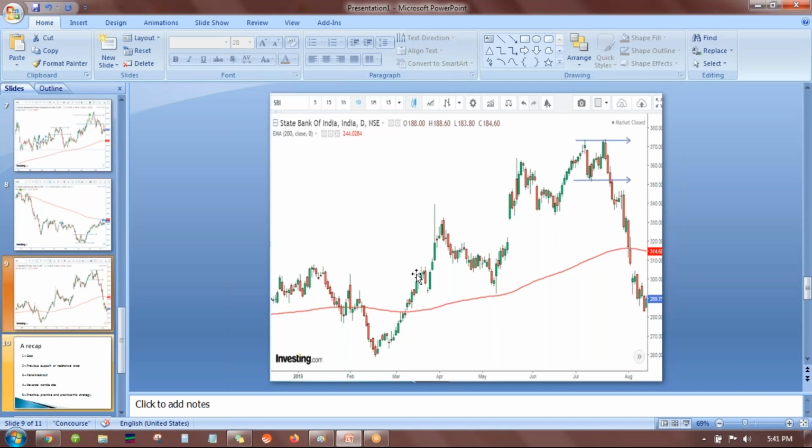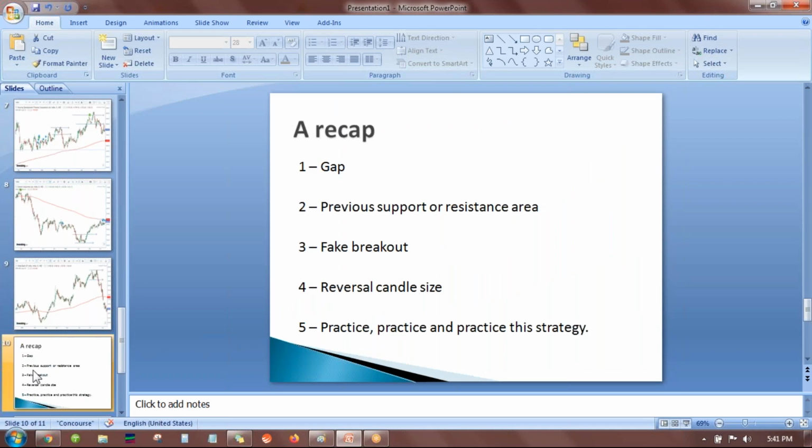Practice it. Stop trading, start paper trading it, until you get a good hand on this strategy. This is a strategy in which you can take losses 4 to 5 times consecutively, and even after that, 1 or 2 trades will take you to a break-even level. Okay, so a quick recap here.